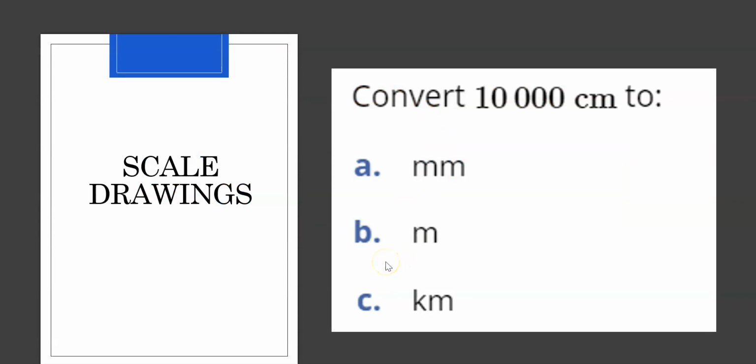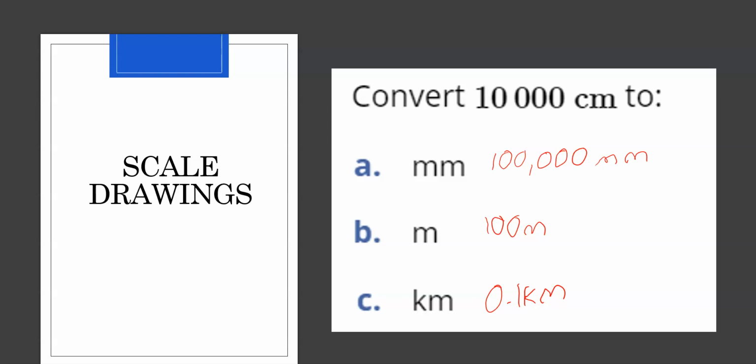So let's have a look at this. We're going to convert 10,000 centimetres to millimetres. So we're going to multiply that by 10, which is 100,000 millimetres. So 10,000 centimetres is 100 metres. And then we've got to divide the 100 by 1,000 to get our kilometres, so 0.1 kilometre.